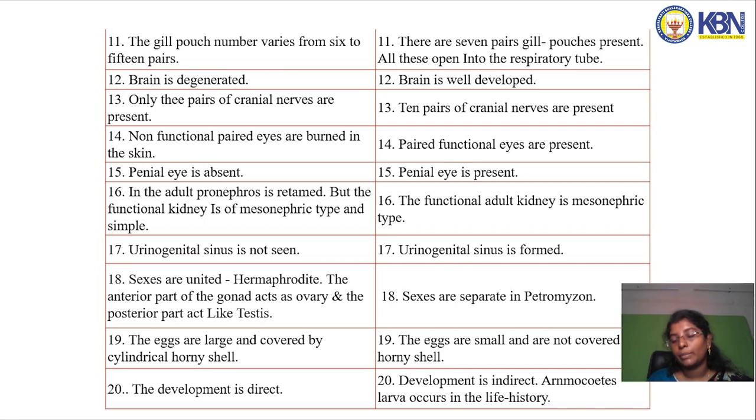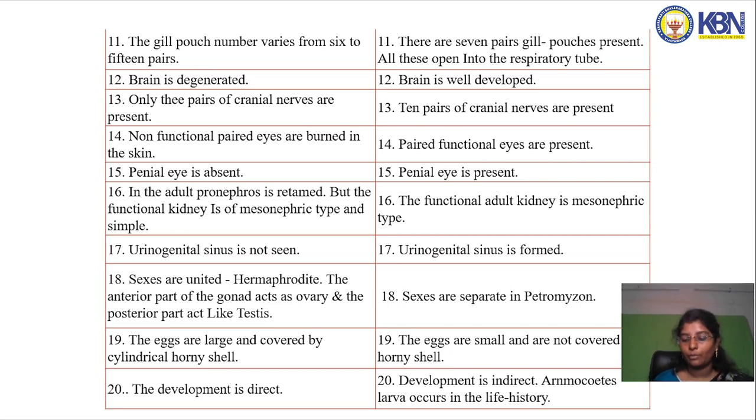But in petromyzon, sexes are separate, which means the male animal is different and the female animal is different. Next, in myxin, the eggs are large and covered by a cylindrical horny shell. A shell region is present and the eggs are very large. But in petromyzon, the eggs are very small and are not covered by any horny shell. Next, the development is direct. But in petromyzon, the development is indirect, which means during their life cycle, we can observe a larval stage, which is called ammocoete.